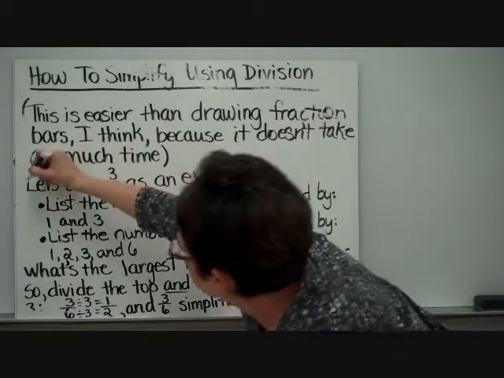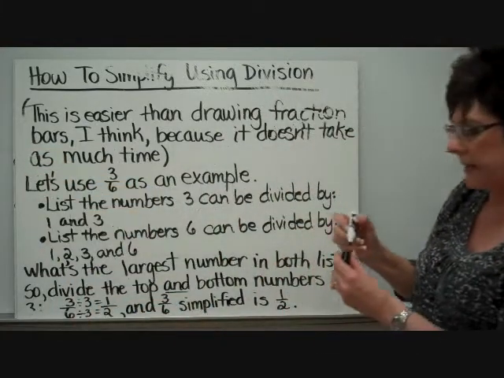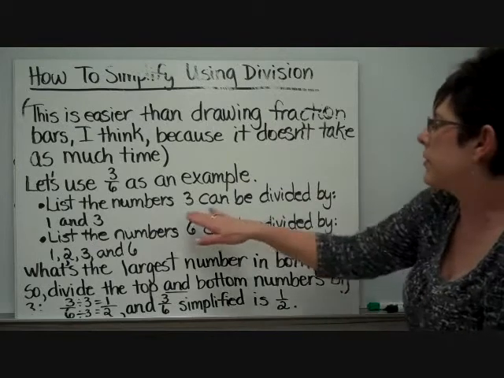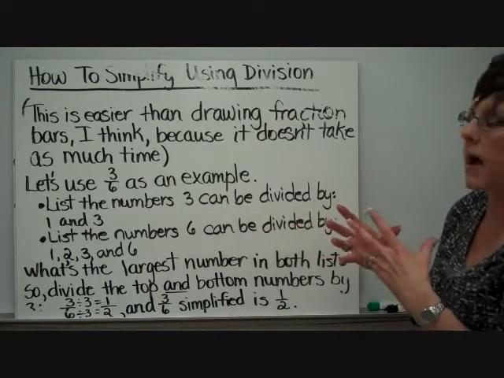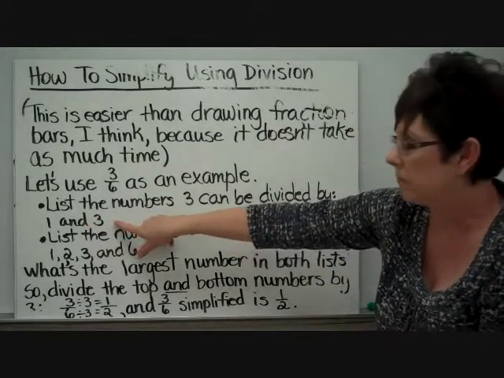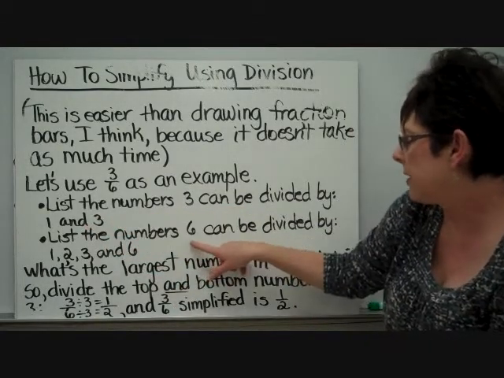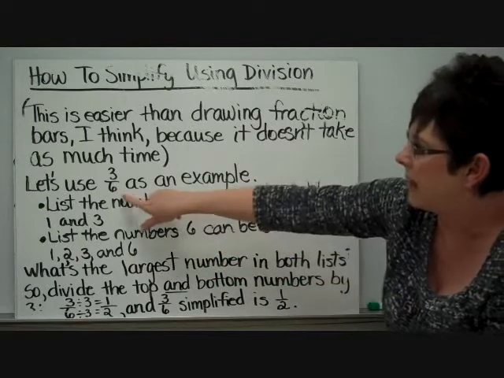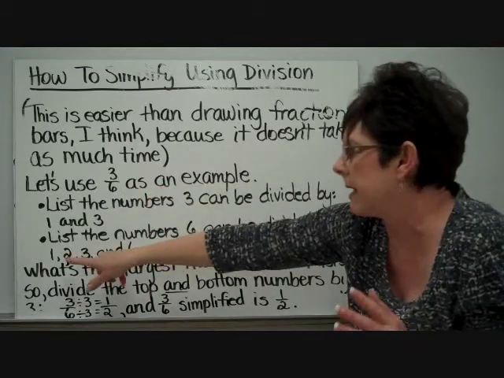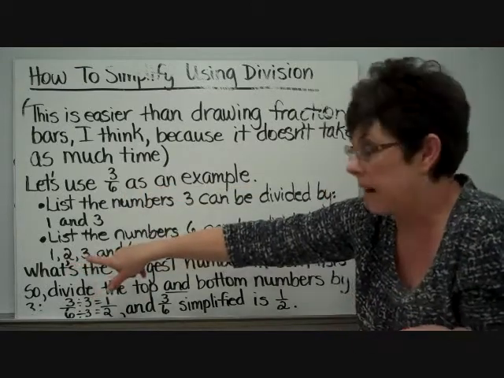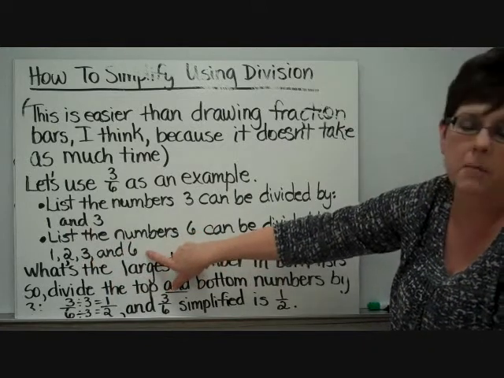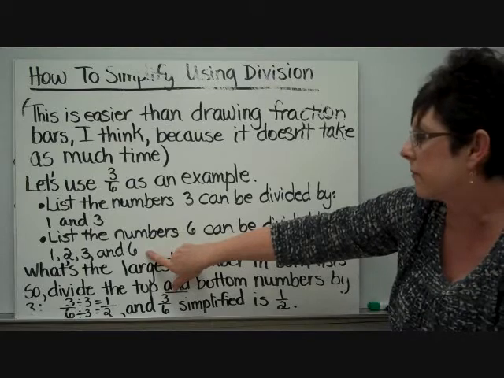Let's, for example, use 3/6 as an example. Let's see, the numbers that 3 can be divided by. I can divide 3 by 1, and I can also divide it by 3. Okay? List the numbers that 6 can be divided by. Well, I can divide 6 by 1, I can divide it by 2. Let's see, I can divide it by 3, and I can also divide it by itself, 6. A number can always be divided by itself.